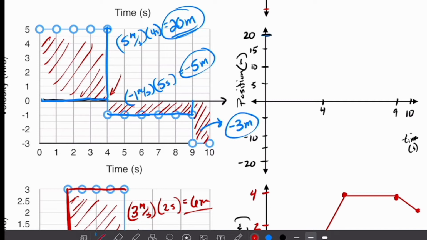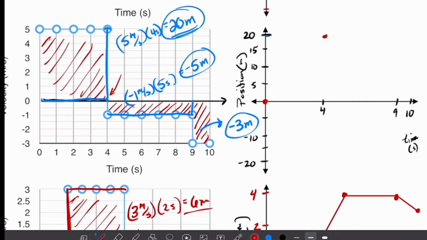So now I believe we can get to the point of graphing. We are told in the instructions to start at the origin. I'm starting at the origin. In 4 seconds, we traveled forwards 20 meters. I'm going to identify the 20 meter mark and the 4 second mark.